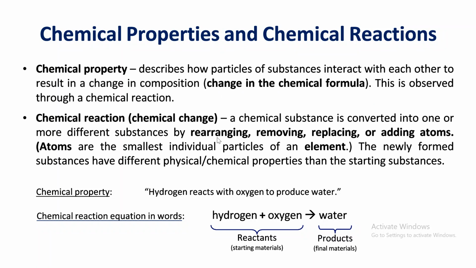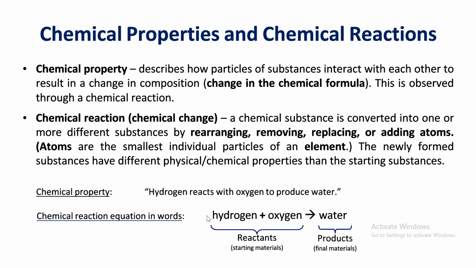Now, a chemical reaction or chemical change is when a chemical substance is converted into one or more different substances. This happens by virtue of the rearranging, removing, replacing, or addition of atoms. And again, as a few definitions, atoms are the smallest individual particles of an element, and the newly formed substances will always have different physical and chemical properties than the starting substance.